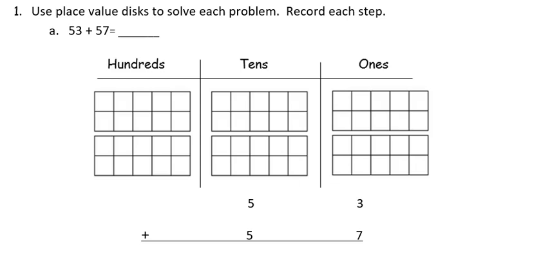I'm going to start by showing both numbers on the place value chart. 53 is made up of 5 tens, so I'll start by showing my 5 tens. And 3 ones. 57 is also made up of 5 tens, so I'll show that, and 7 ones. I'm going to start adding in my ones column.